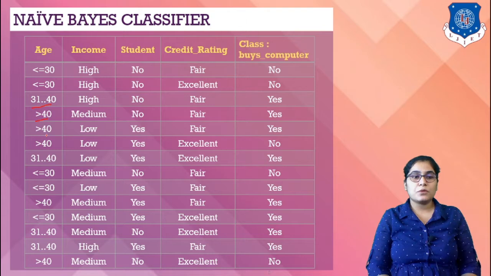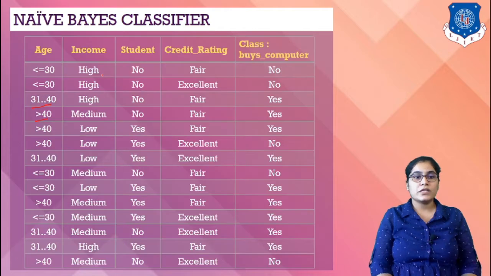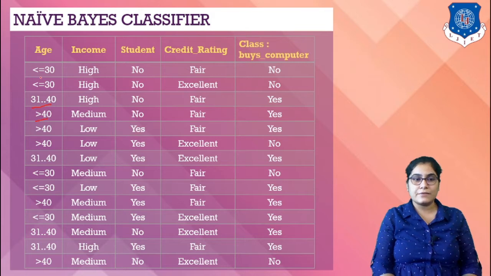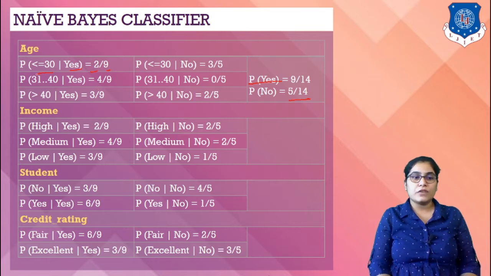So we need to calculate the probability for each of the unique values, and that is also for both the class labels, that is yes and no. So let's start with the value less than or equal to 30 and class label yes. Here you can see that in this table we have a total of 14 records, out of which 9 records have class label yes. So out of these 9 labels, how many have an age value less than or equal to 30? You can see in the table that out of these 9, a total of 2 records have an age value less than or equal to 30, and that's why the probability of less than or equal to 30, and that too for the yes label, is 2 by 9.